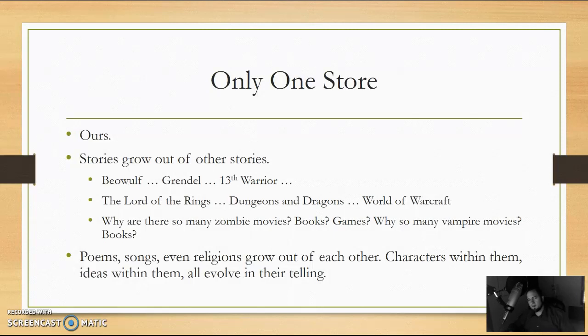Why are there so many zombie movies, zombie games, vampire movies, vampire stuff? This stuff comes in waves. Find a zombie movie that doesn't involve a zombie getting shot in the head to kill it. That's rare. It's always, go for the head. This is a trope that we've adopted and accepted. There's a million different zombie movies, but they all behave the same way.